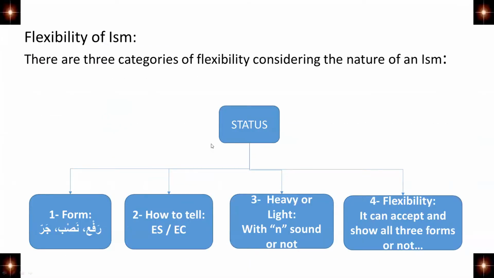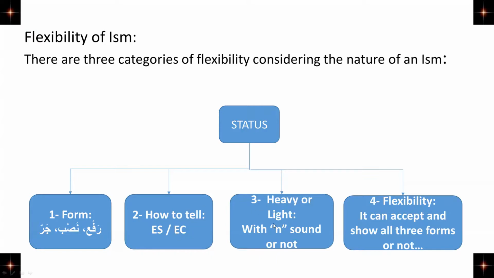So these are the things to consider for a status. First is the form, either rafa, nasb, or jar. How do you tell the rafa, nasb, and jar? You look at the ending sound and ending combination. Okay, we have discussed this one now.